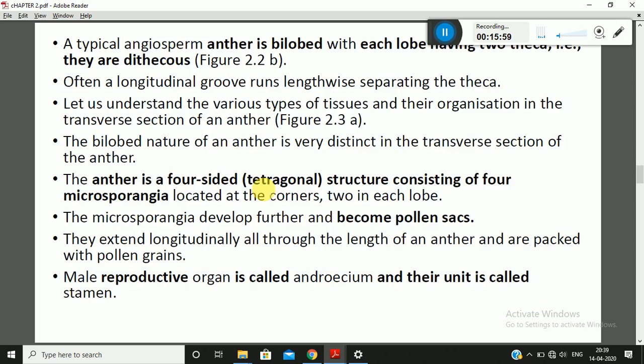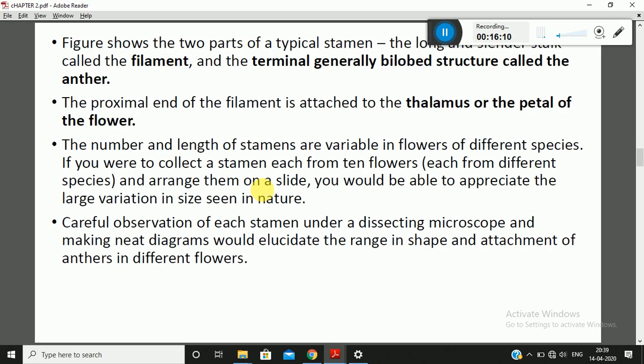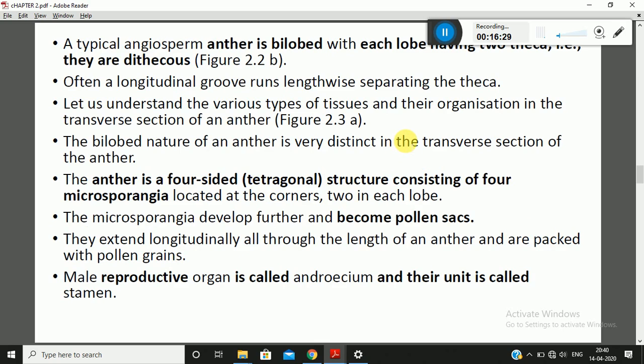So friends, once again we'll briefly go through the points. In today's class we have gone with the male reproductive organ of a flowering plant, which is the stamen. Stamen consists of two parts, that is a bilobed anther and a filament. Filament is a long slender stalk-like structure, and the anther has two lobes. Now each lobe has two different theca, so basically it is known as dithecous. Totally there will be four theca.